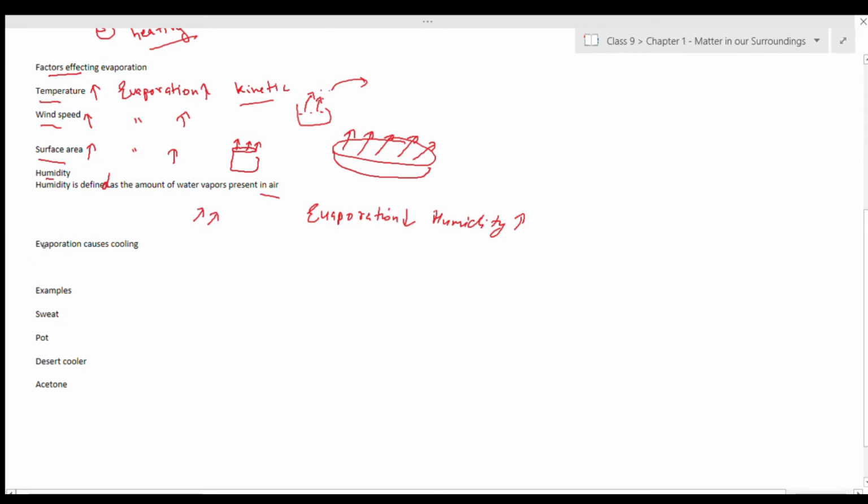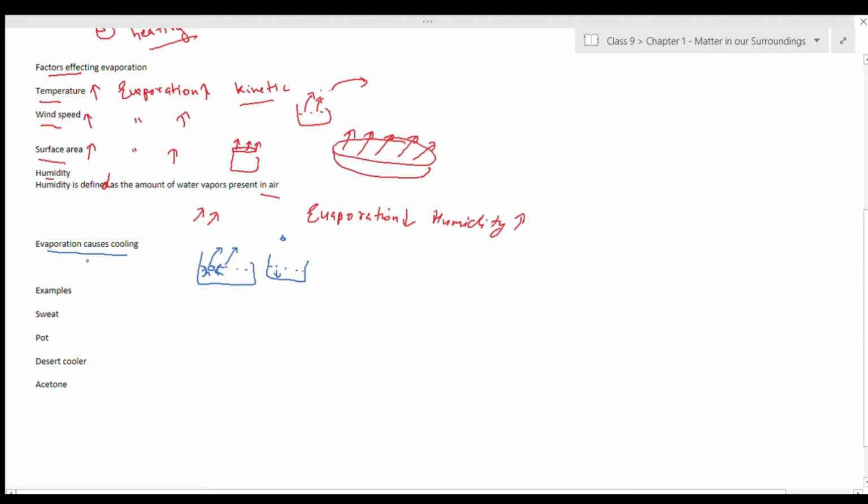Another property of evaporation is that it causes cooling. While the particles from the surface are converted into vapors, these particles on the surface tend to gain energy from the surrounding particles to be converted into vapors. And as these particles move in air, the energy of the particles left behind becomes less. And due to that lesser energy, the remaining liquid becomes cool.